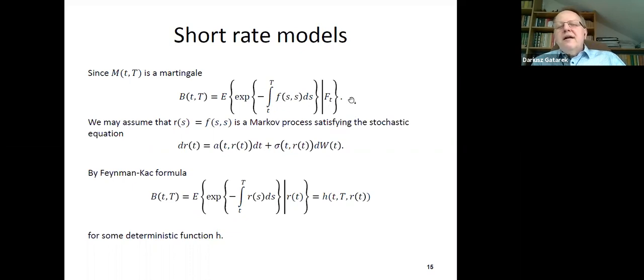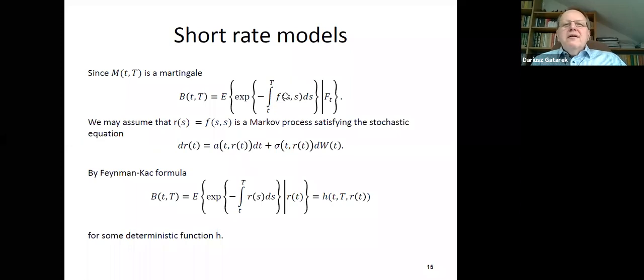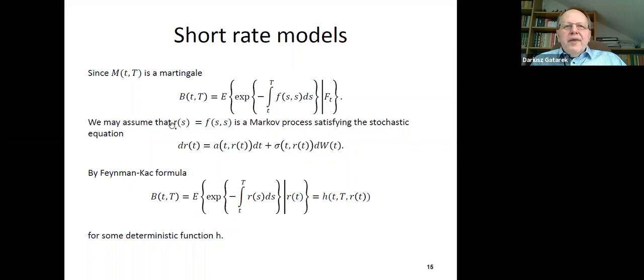It's a general result. It holds in every arbitrage-free model. It's not a property of the given model. So then, if we assume that r equals f, namely the short rate, the current short rate, is a Markov process.